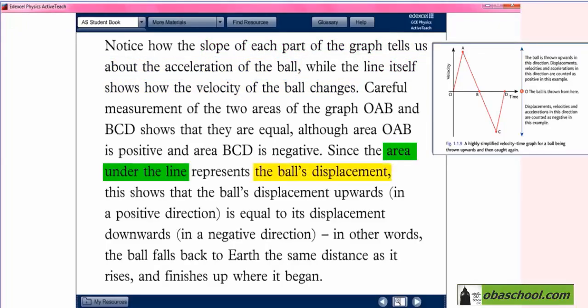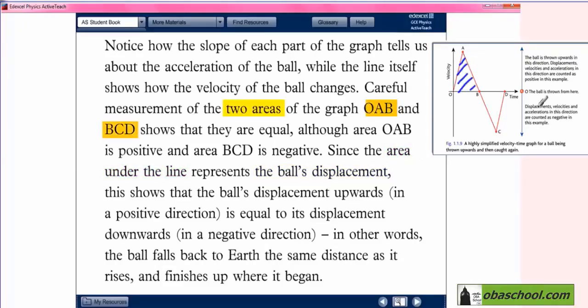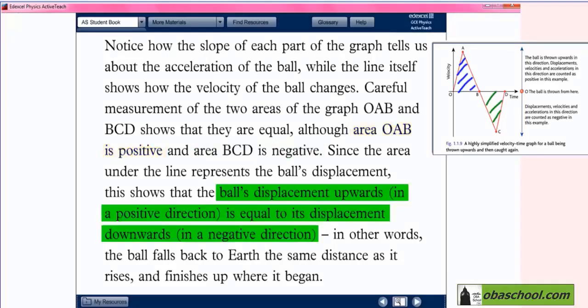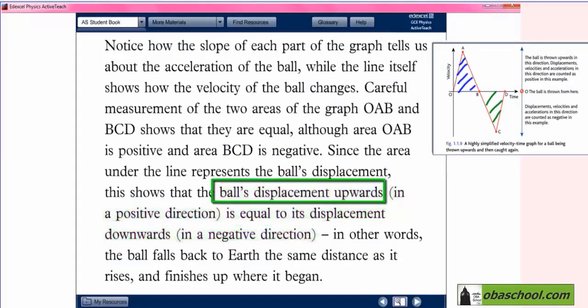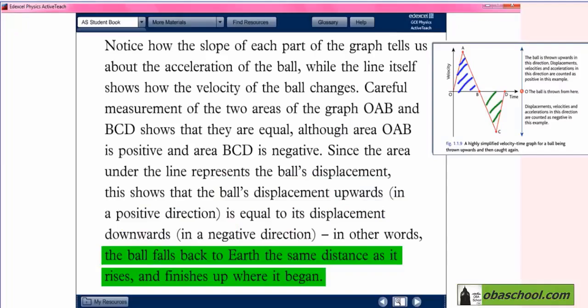Now, since the area under the line represents the ball's displacement, we have here 2 areas, the triangle OAB and the triangle BCD. From the graph, we can see that they are equal, although area OAB is positive and area BCD is negative. So the ball's displacement upwards in a positive direction is equal to displacement downwards in a negative direction. In other words, the ball falls back to Earth the same distance as it rises and finishes up where it began.